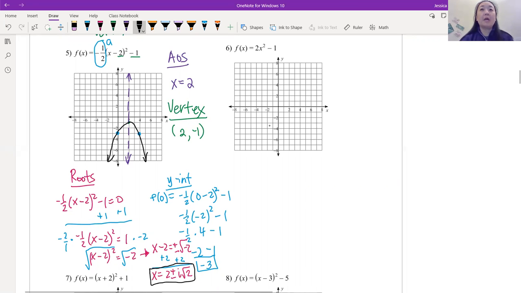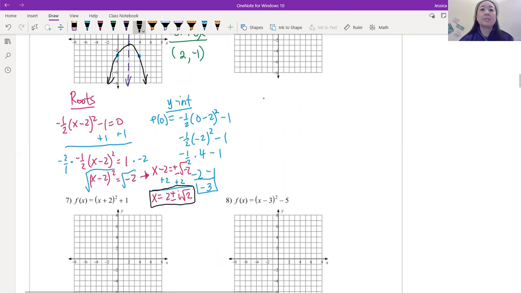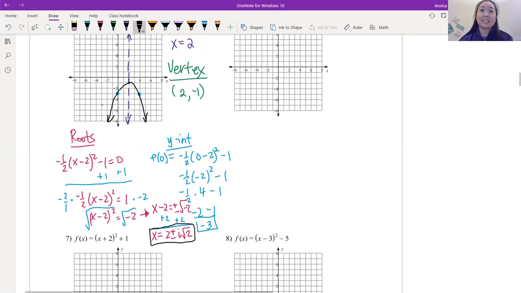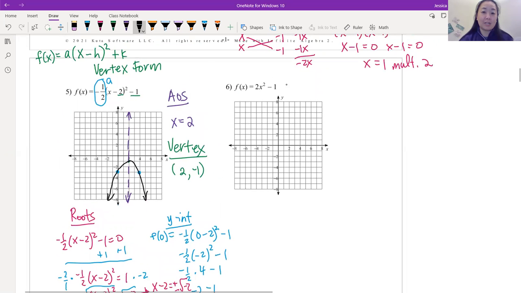Let's try another one. We're gonna do one like number 6 in a bit. So let's try one more vertex form one. Although I should say technically this is in vertex form, right? It's just if we write it like this and you're like, no, that's standard form. I'm like, no, it could be vertex. It could be both. So if you write this as 2 parentheses x minus 0 squared minus 1, right? Because what's x minus 0?